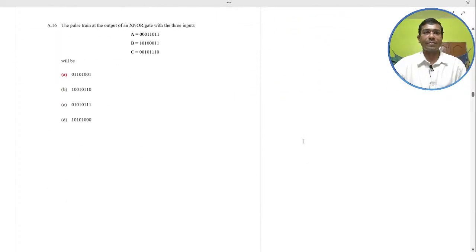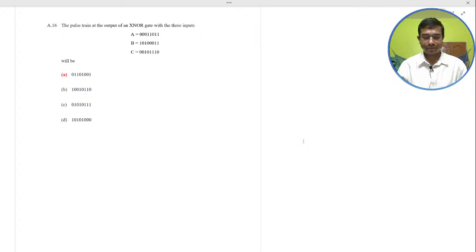Next question, question number 16. The pulse chain at the output of an XNOR gate with the 3 inputs A, B, C will be what?